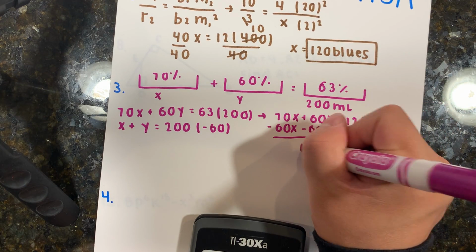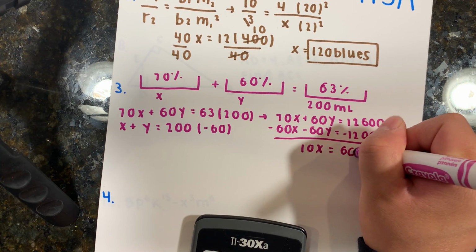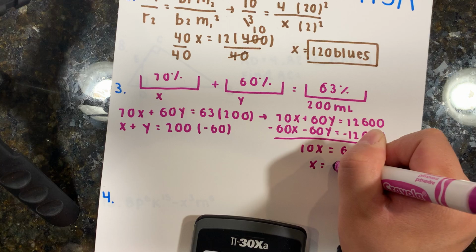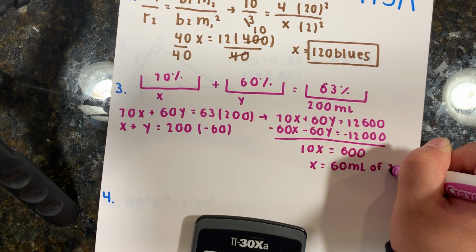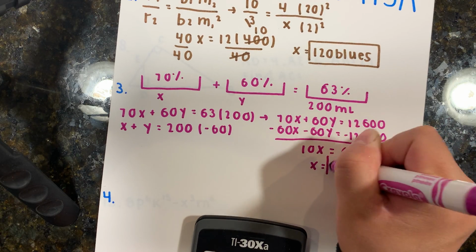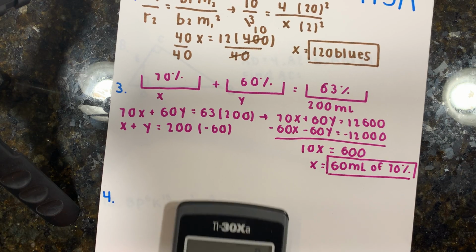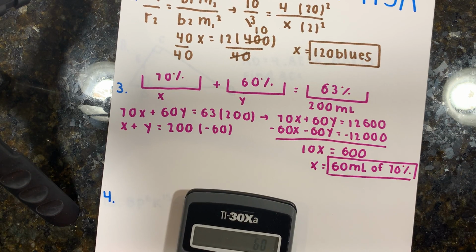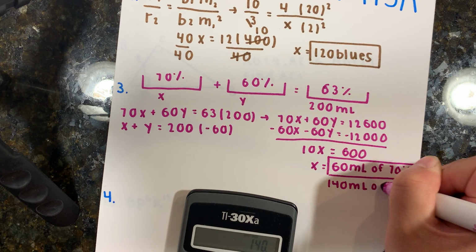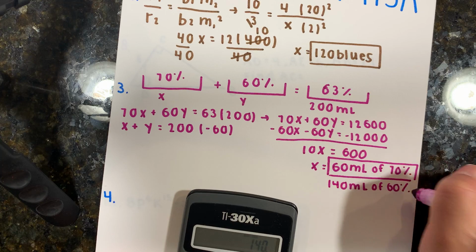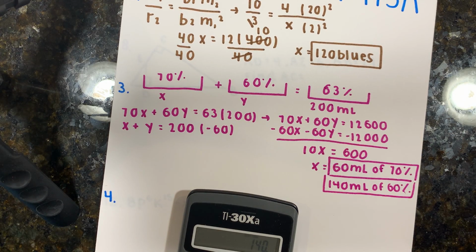So really I just have 10X is equal to 600. Which means that X is going to be equal to 60 milliliters of the 70% solution. If in total I'm going to have 200, I'm going to do 200 minus the 60, which gives me 140 milliliters of the 60% solution. And those would be your 2 results.